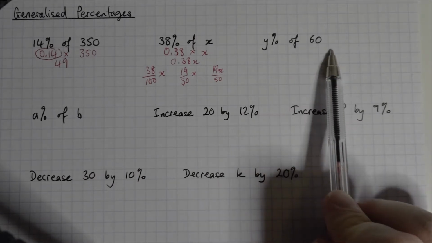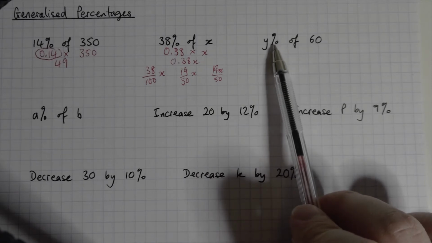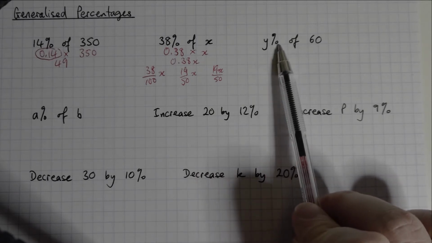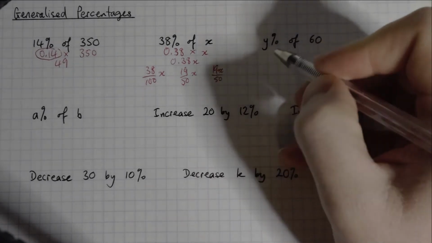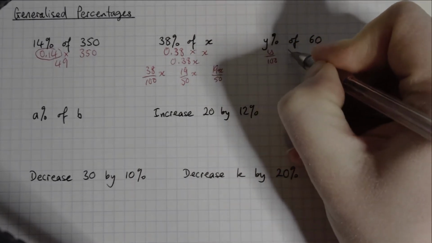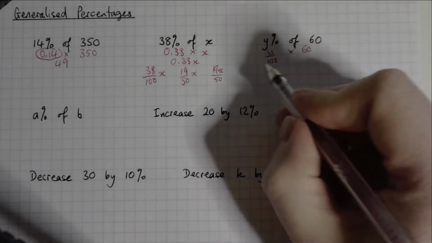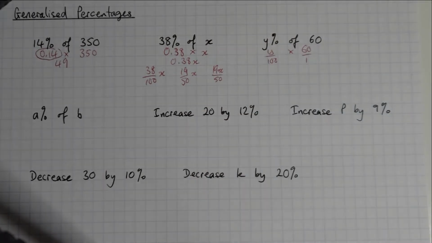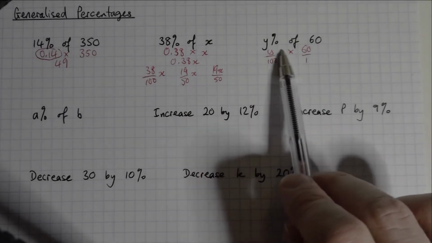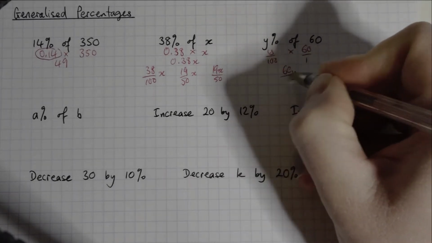Y% of 60, that's a little bit harder to think about. Now, how do you do a percentage? Well, y% is y out of 100. So I could use a fraction to help me here. This is y out of 100, of means times 60. I can then think of this as multiplying fractions. So I represent 60 as 60 over 1. And what have I got on the top? I've got 60y on the top and 100 on the bottom.